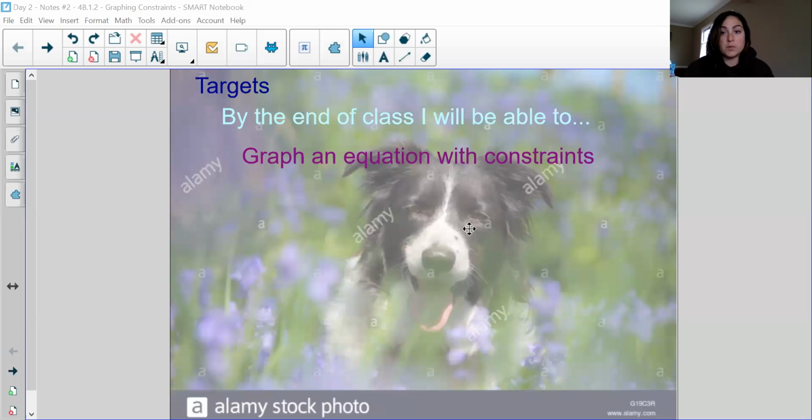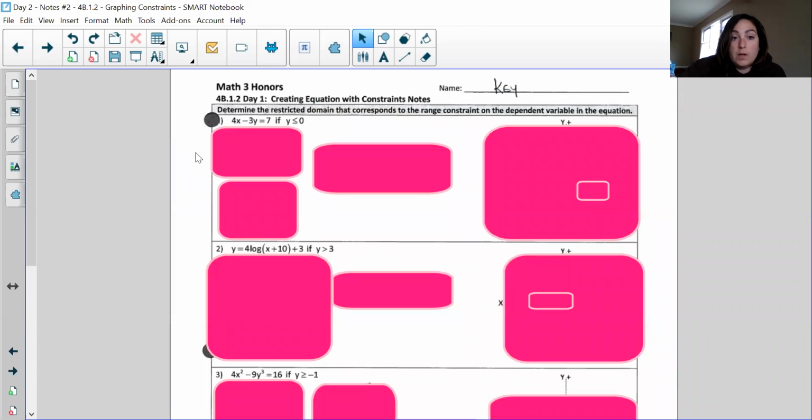All right, so today we are going to be talking about graphing an equation given constraints. So take a look at example number 1. 4x minus 3y equals 7 if y is less than or equal to 0. So the first thing that we need to do here is solve for y so that we can graph this. So we solve for y.